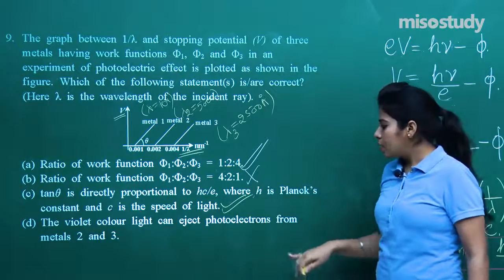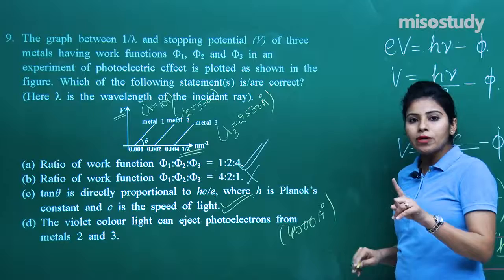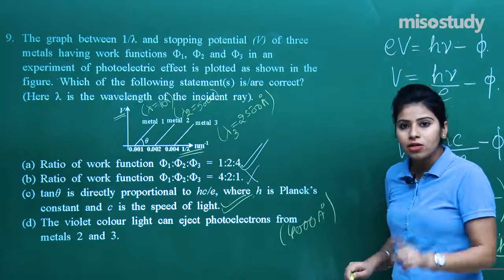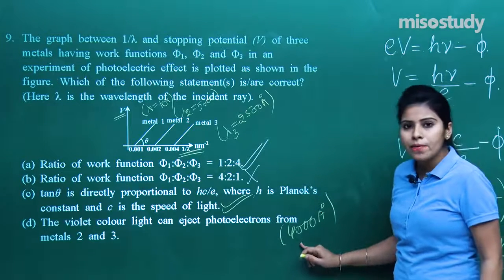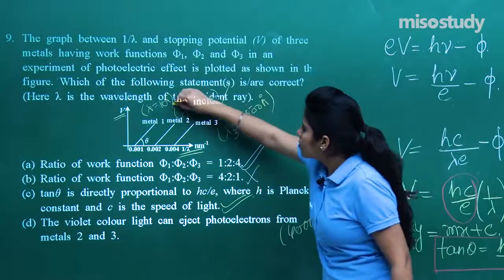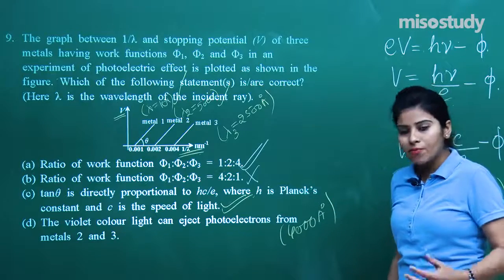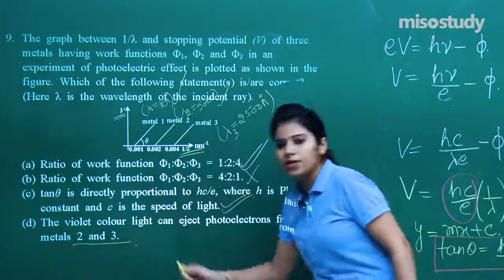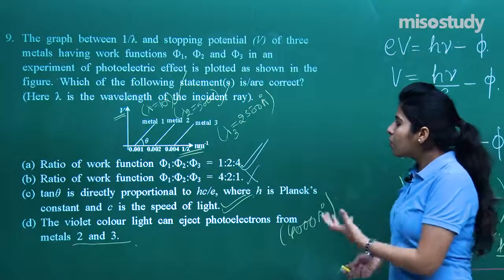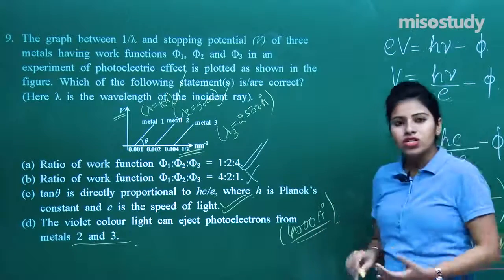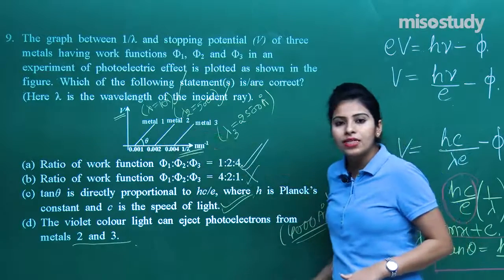Now you can see from here that your violet color, having 4000 angstrom, will only be able to eject electrons from those metals whose threshold wavelength is greater than this. So that means it will be able to eject electrons from metal 1 and metal 2. And in the option we have been given metal 2 and metal 3. So that means it's not the correct answer. It can only eject electrons from the metal surface for which the threshold wavelength is greater, so for metal 2 and metal 1.